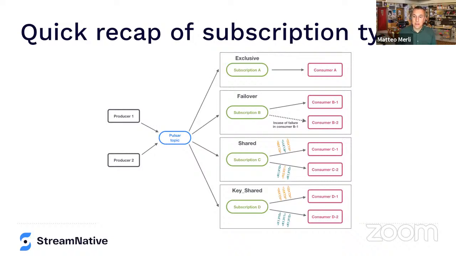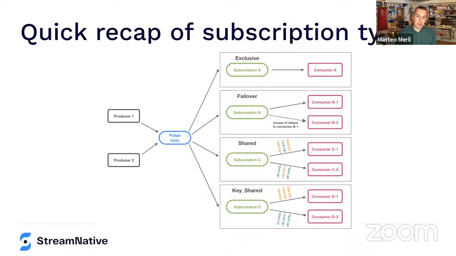KeyShared essentially lets you connect multiple consumers to a single subscription, and it will give you the ordering guarantee per key. So you will not get all the messages that are sent on that partition, but you will always get the same keys, and in the same order. That's important because you get the pros of using failover, so you get ordered delivery, but you can also dynamically scale the number of consumers irrespective of the number of partitions.